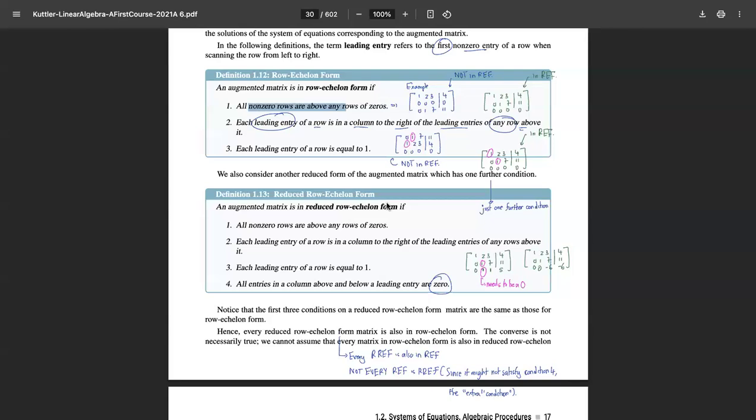But that is not true the other way around. That is mentioned over here. Because what that means is that we can have matrices which are in row echelon form, but they do not satisfy the fourth condition required to be in the reduced row echelon form. Okay, cool. Now let's look at examples so that they are clear.